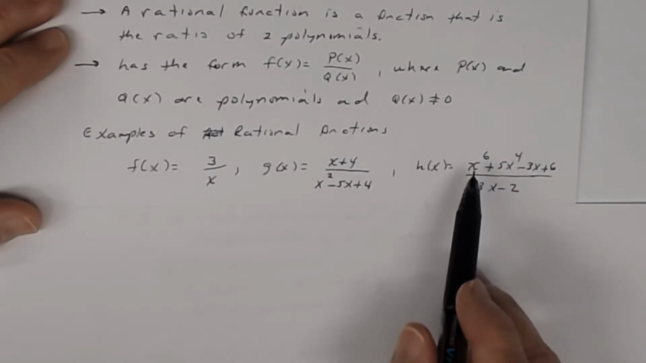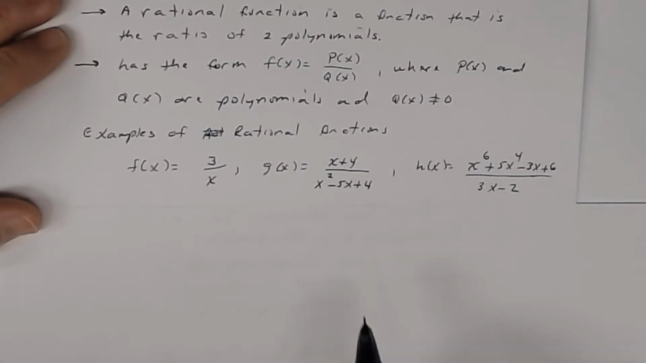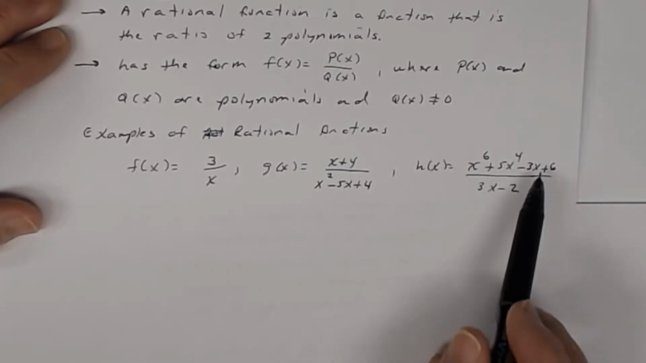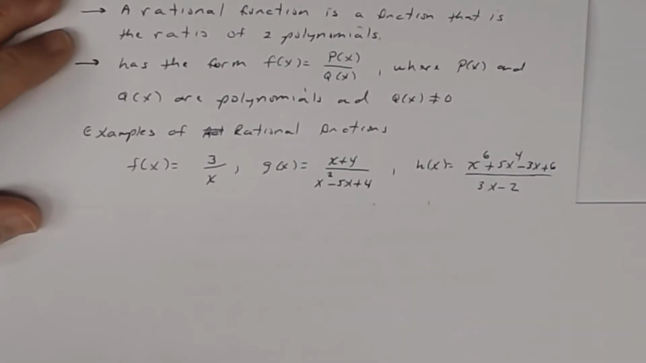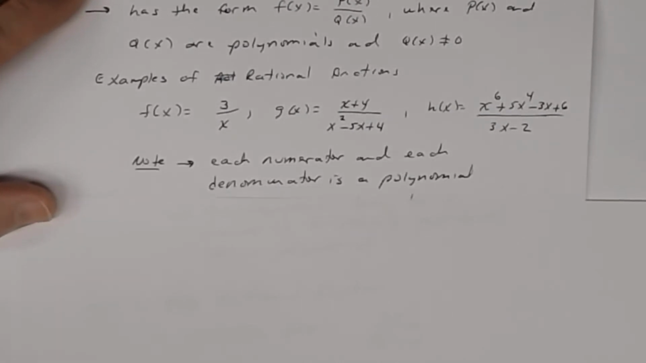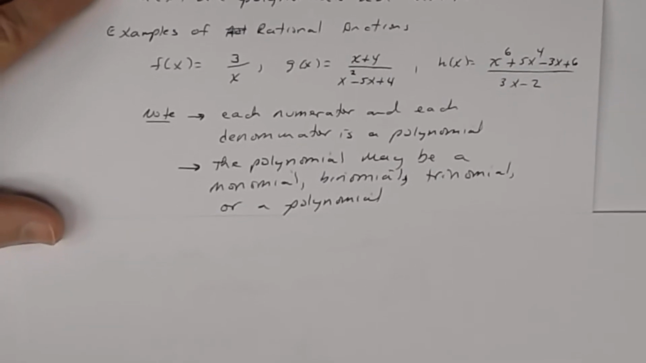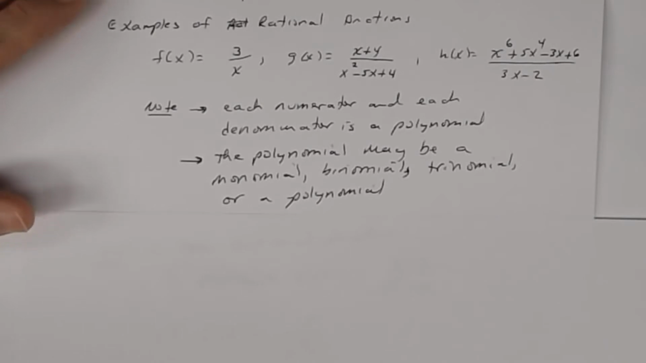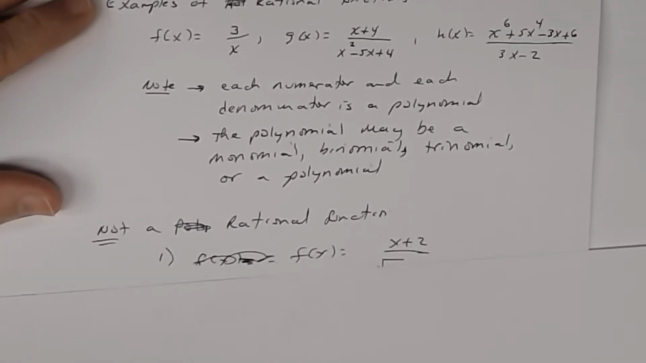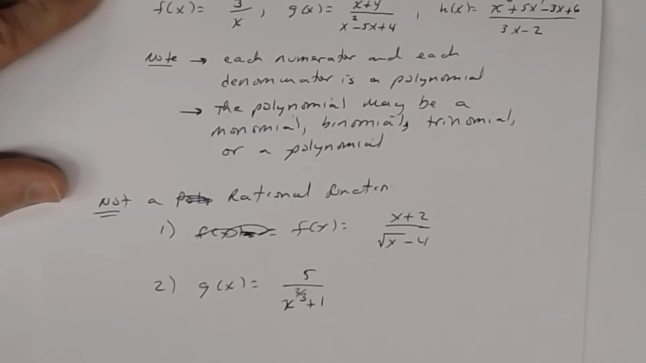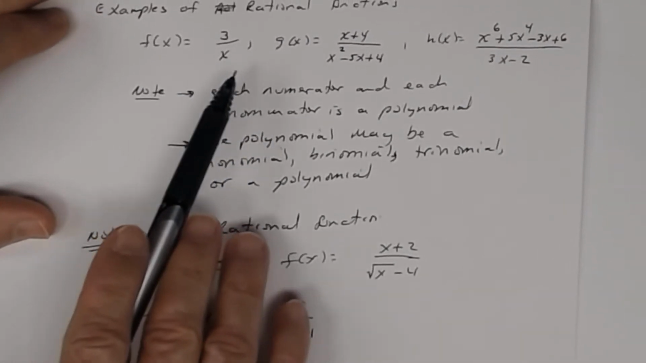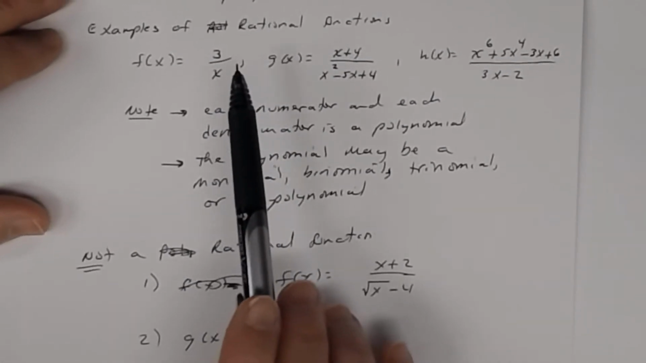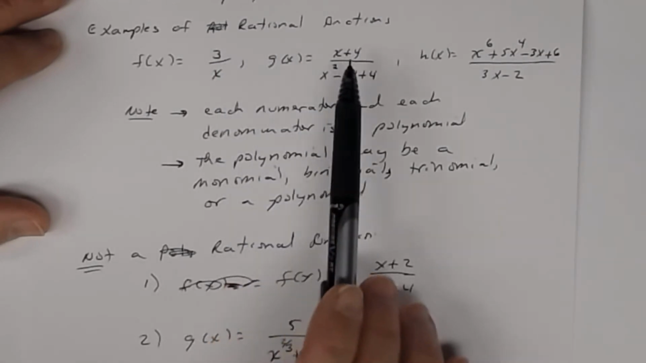So a polynomial doesn't necessarily have to be a monomial, a binomial, or a trinomial. It could be any polynomial, so any amount of monomials added or subtracted from each other. So notice that the numerator and the denominator are polynomials. And again, as we just mentioned, the polynomial may be a monomial, a binomial, a trinomial, or just any other polynomial. Okay, now just a reminder. Remember what a polynomial looks like and what a polynomial does not look like. So these are examples of rational functions: a polynomial divided by a polynomial.